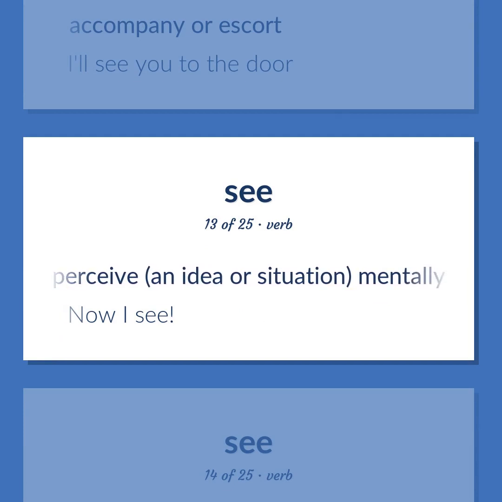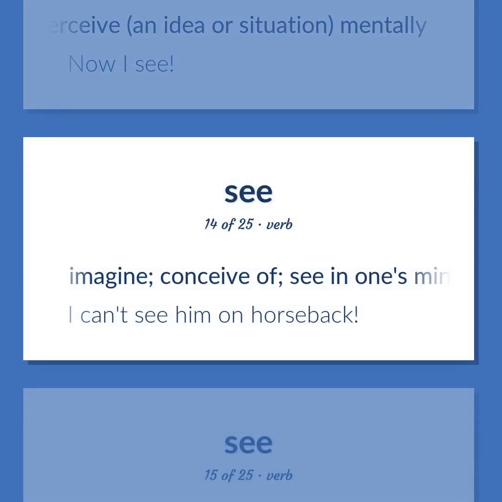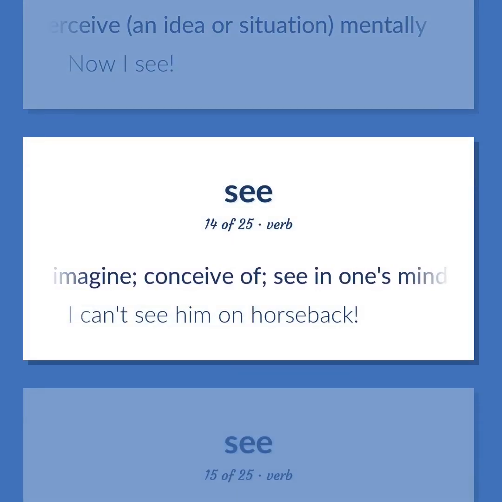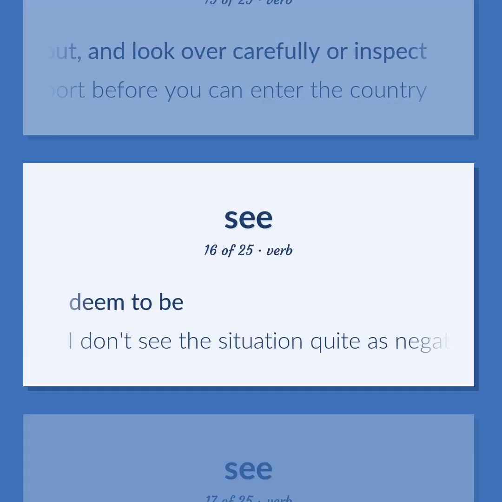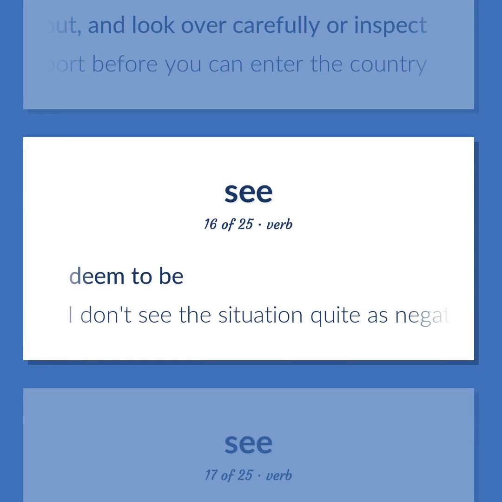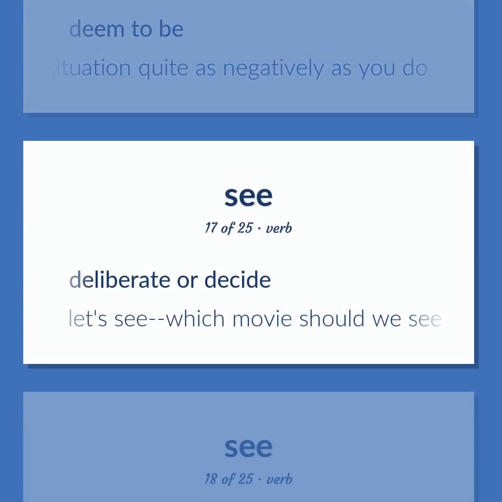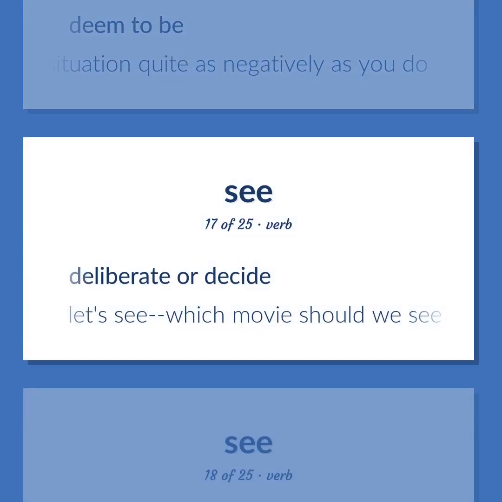Perceive, an idea or situation, mentally. Now I see. Imagine. Conceive of. See in one's mind. I can't see him on horseback. Observe, check out, and look over carefully or inspect. I must see your passport before you can enter the country. Deem to be. I don't see the situation quite as negatively as you do. Deliberate or decide. Let's see, which movie should we see tonight?